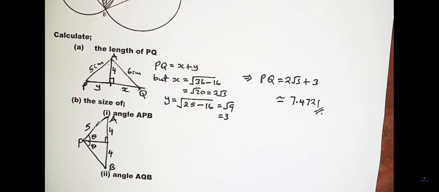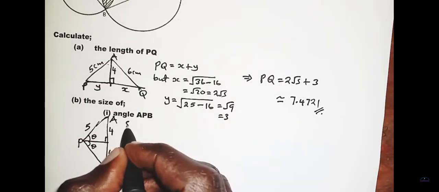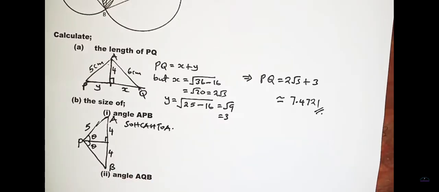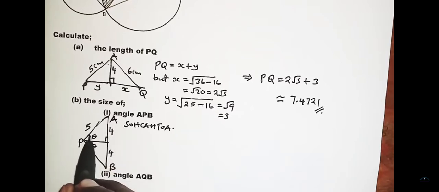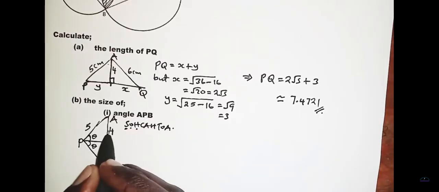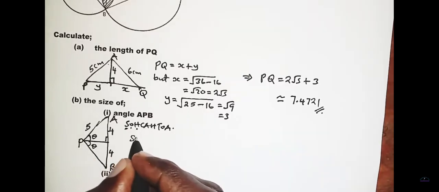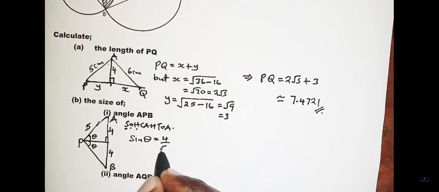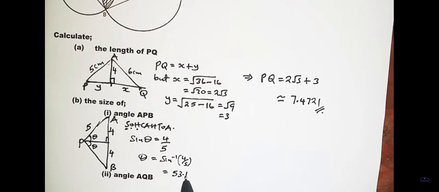So using this diagram, we can get theta. So we are going to apply SOHCAHTOA, of which for this case, theta is related to this side and this side by sine. So that is opposite over hypotenuse. So we are going to have sine of theta is equal to opposite, which is 4 over the hypotenuse 5. So that theta becomes the sine inverse of 4 over 5, and that is 53.13.